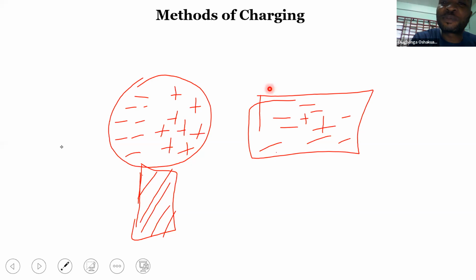So when this charged body is taken away from the vicinity of this sphere, everything returns to normal. The charges are arranged randomly. But when the charged body is brought close, we have something of this nature.